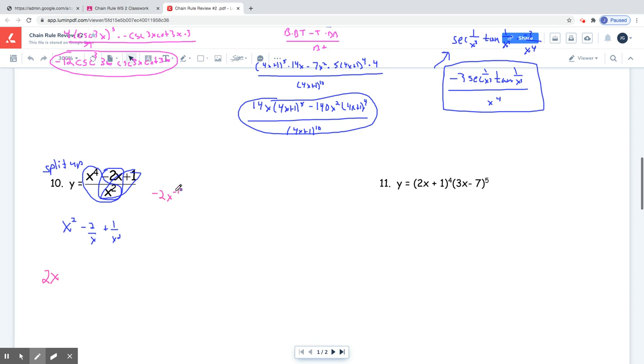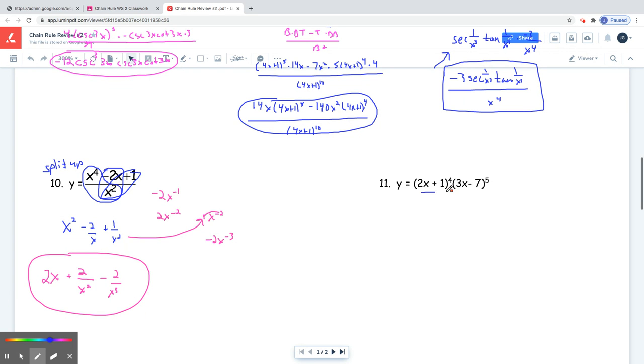Negative 2 over x is negative 2x to the negative first. We then do power rule. Negative 1 times negative 2 is positive 2x to the negative second, which gives me plus 2 over x squared because we can't have a negative exponent. 1 over x squared is really x to the negative second. Power rule, that comes out front. Negative 2x to the negative third. You get minus 2 over x cubed. There is our answer. All right, last one.